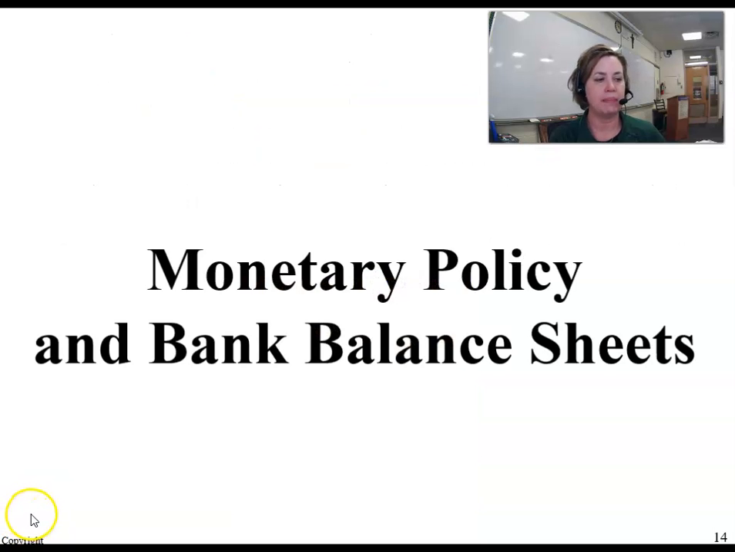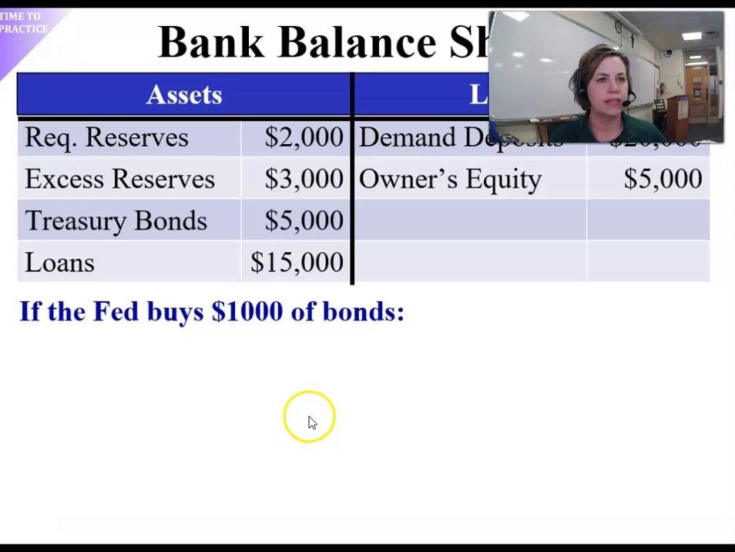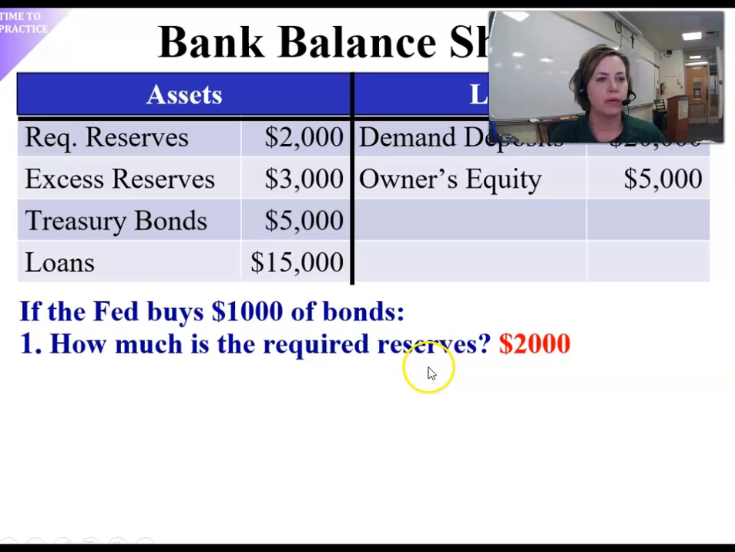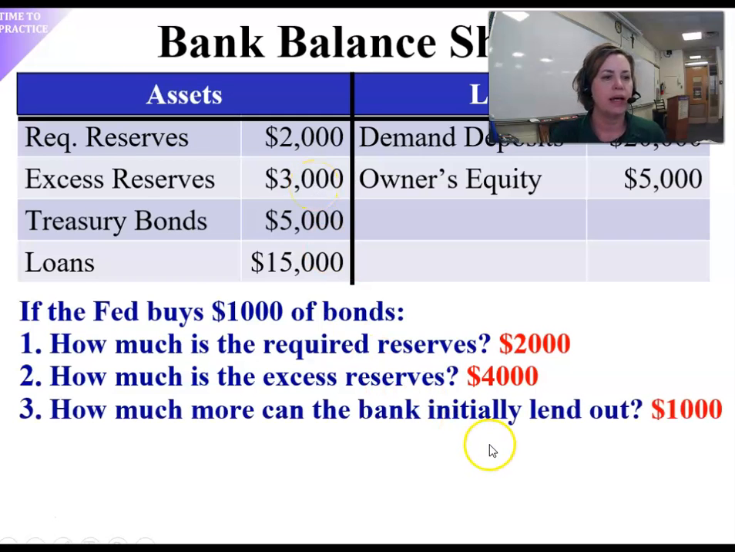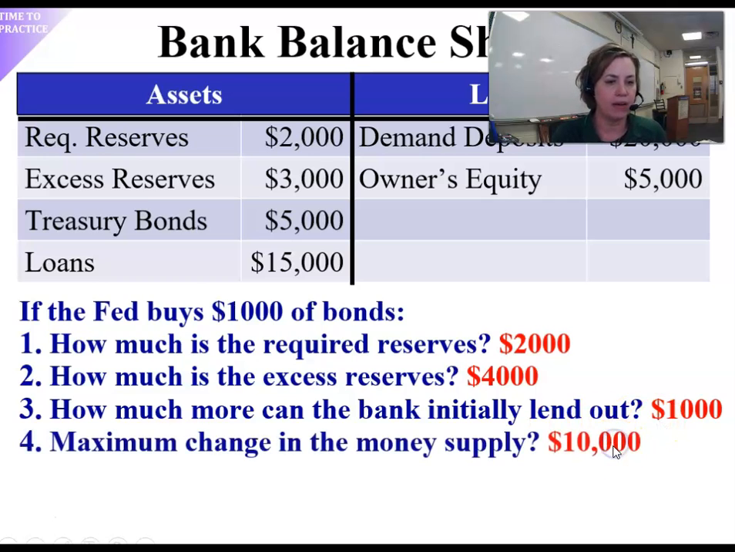Monetary policy in bank balance sheets. So this chart shows a bank balance sheet and what's going to happen if the Fed buys $1,000 of bonds. The required reserves are still going to be 2,000 because the required reserves are based on demand deposits. Excess reserves are going to increase by $1,000. So because the Federal Reserve is buying bonds, excess reserves of the bank goes from 3,000 to 4,000. How much more can the bank initially lend out? They can lend out $1,000.